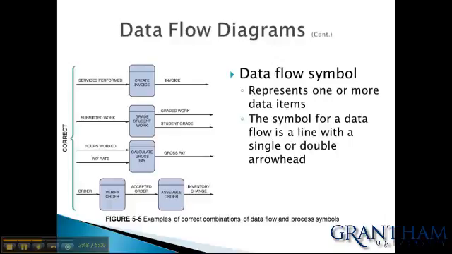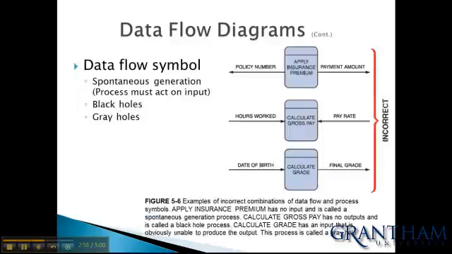The key here is, again, each process must have something that goes into the process as well as something that comes out of the process. The data flow symbol cannot have spontaneous generation, black holes or gray holes. Here are some incorrect examples of data flows.